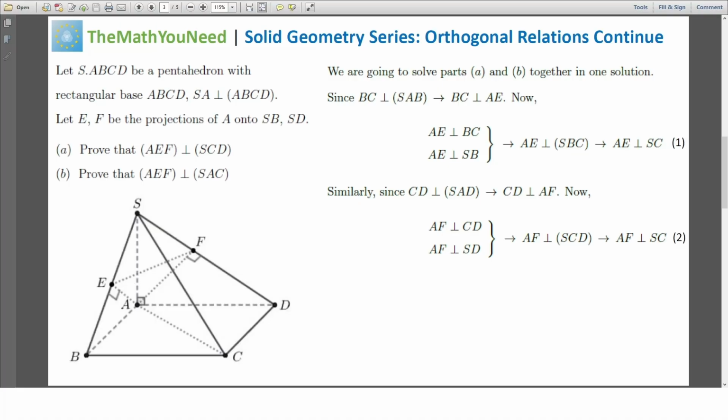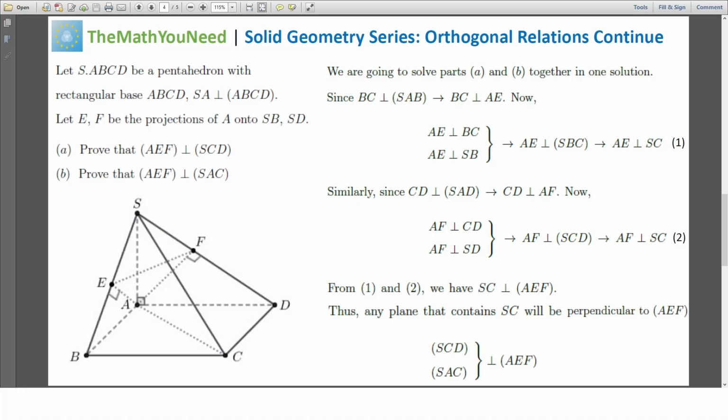So from 1 and 2, we have SC is perpendicular to AE and SC is perpendicular to AF. So that means SC is perpendicular to the plane that contains both AE and AF, and that is plane AEF. Thus, any plane that contains SC will be perpendicular to plane AEF.